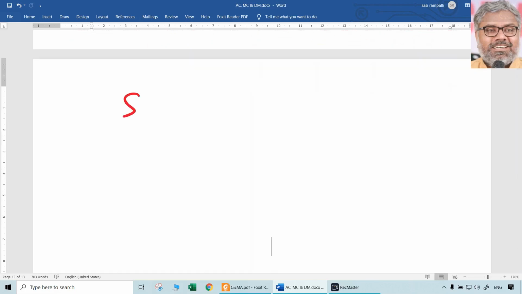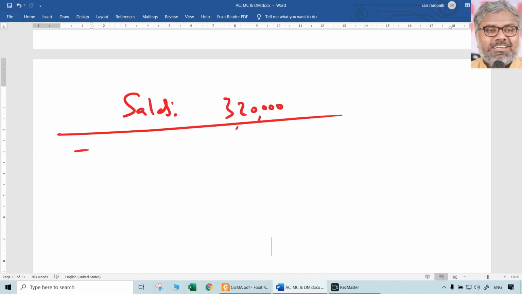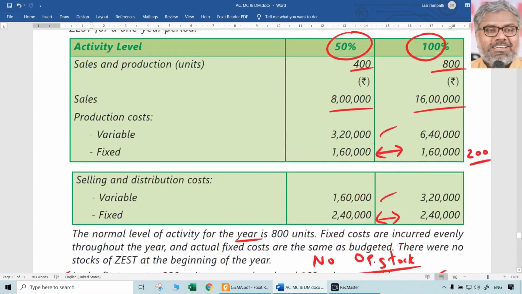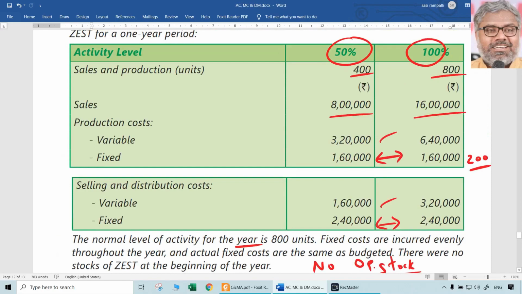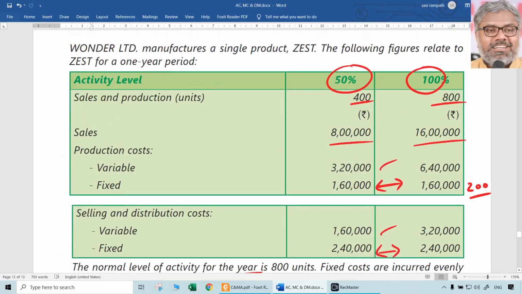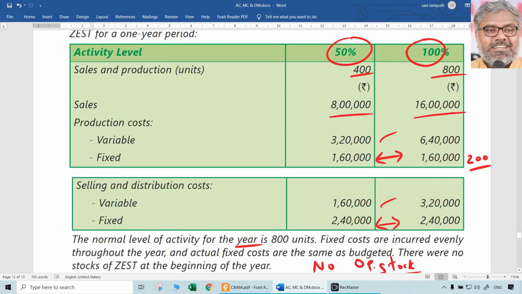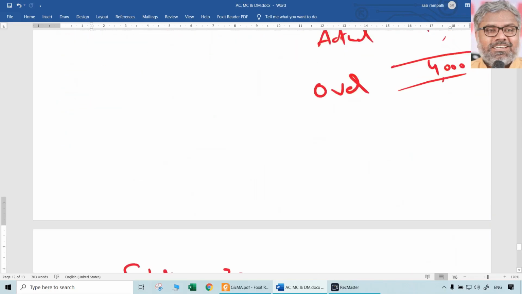So each of the calculations we have to do. Sales 3,20,000. Now we are using absorption costing. So let us take the costs one by one. What are all the things to be taken here? All things, including variable and fixed production costs, we have to take. So per unit, how much will be the variable production costs? That can be found out by taking any level of activity. So 320 by 400, 800 or 640 by 800, whatever it is, variable production cost per unit is 800.